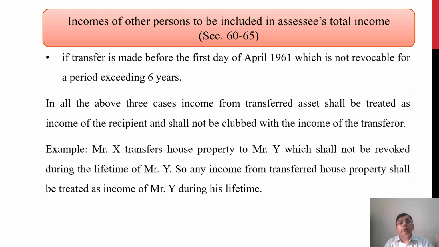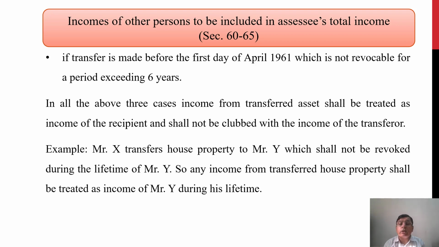If the transfer is made before the first day of April 1961, when the Act was not applicable, and it is not revocable for a period exceeding 6 years, then it will not be treated as the asset of the assessee. For example, Mr. X transfers a property to Mr. Y, which shall not be revoked during the lifetime of Mr. Y.